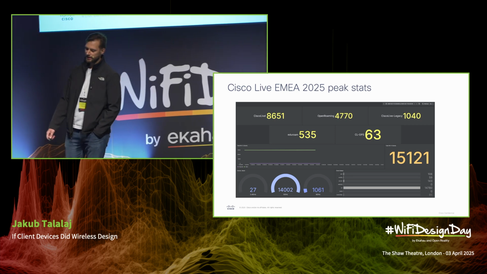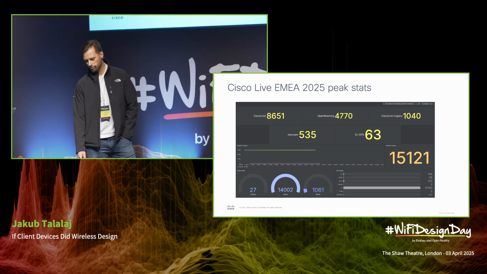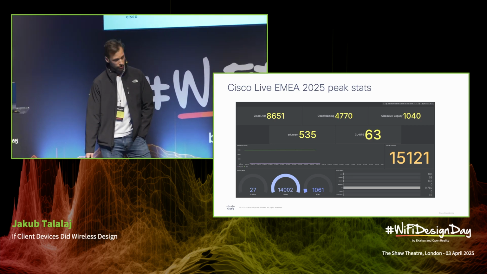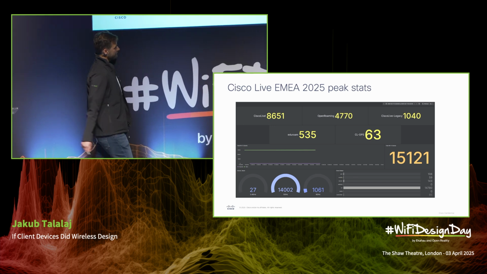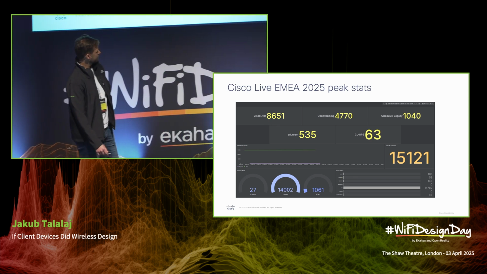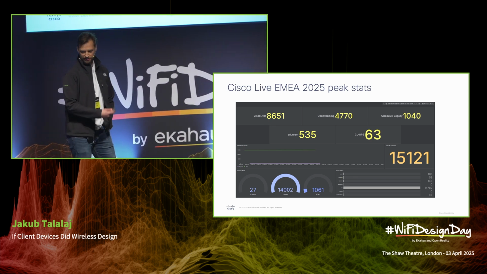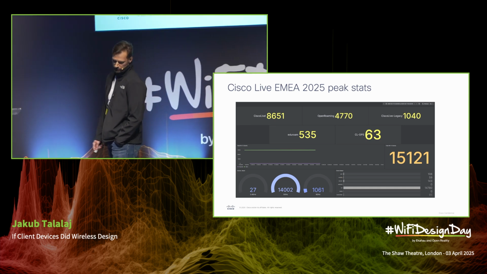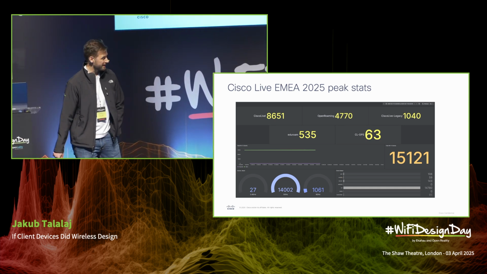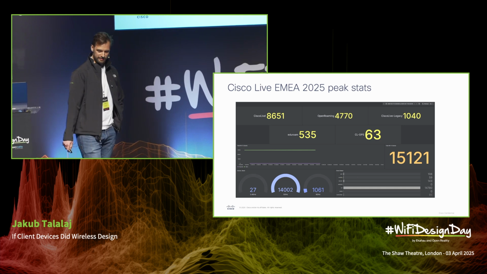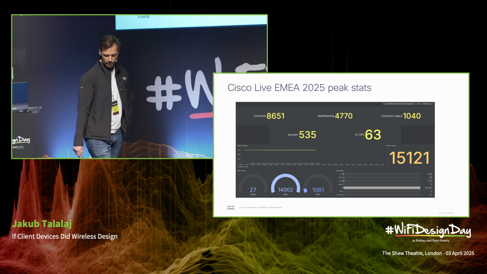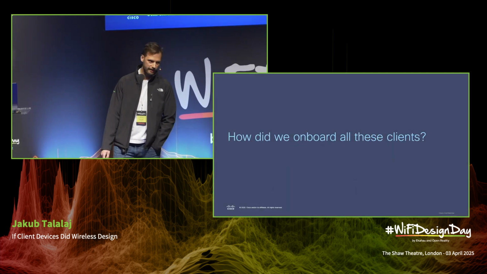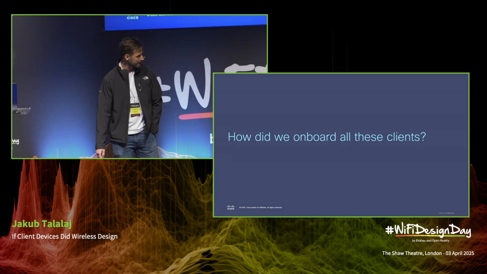Those SSIDs allowed us to onboard 15 to 16,000 clients, right? So again, this graph doesn't show us the clients throughout the entire event. It was just a snapshot throughout the 5-minute time frame, right? So we see we're able to onboard 15,000 clients, no problems. No one came to us saying they're unable to connect. So let's try to break them down a little bit. How did we onboard all these clients?